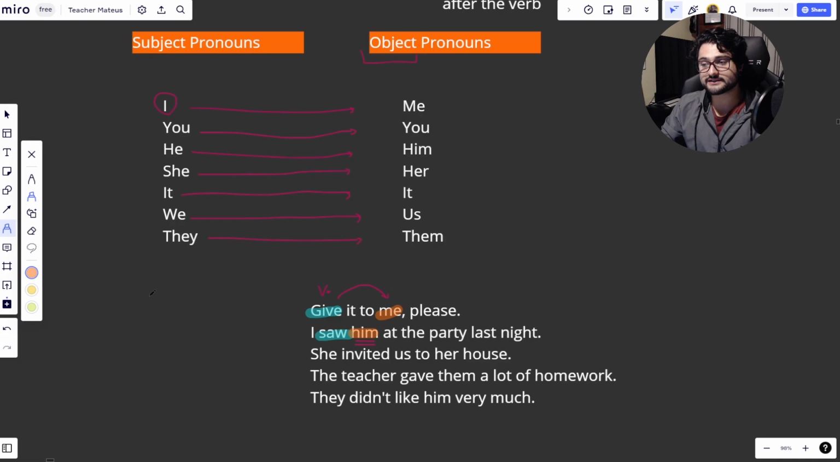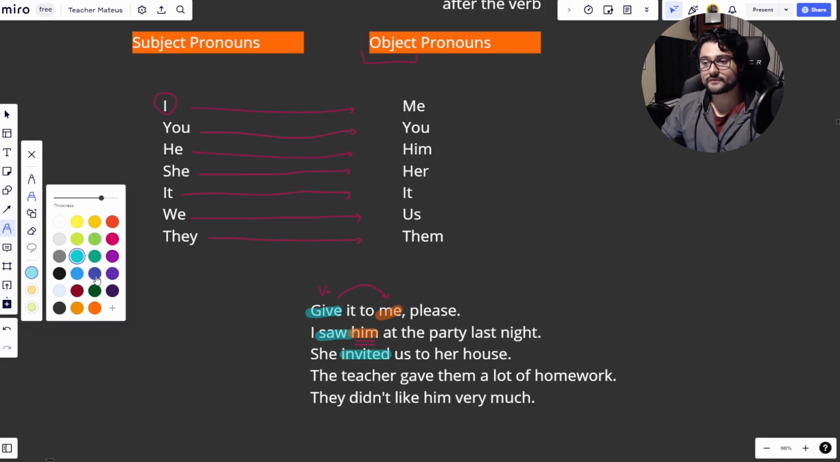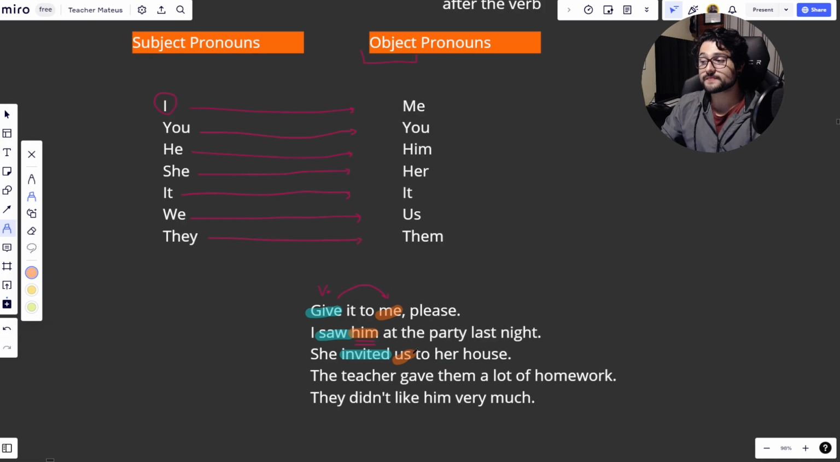She invited is our verb. She invited us to her house. And then we see, guys, that us is we. But because it is after the verb, we say she invited us, and we wouldn't say she invited we. So we could say she invited me to the party.